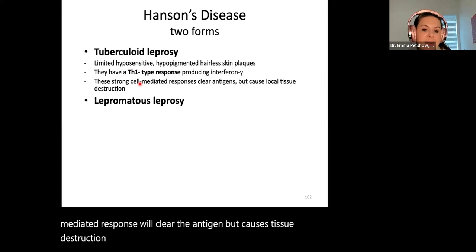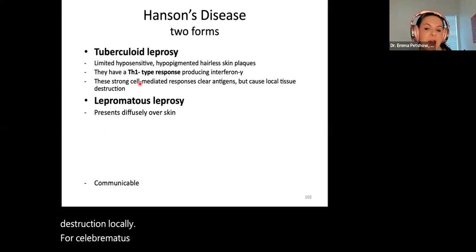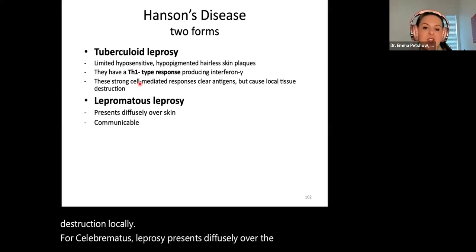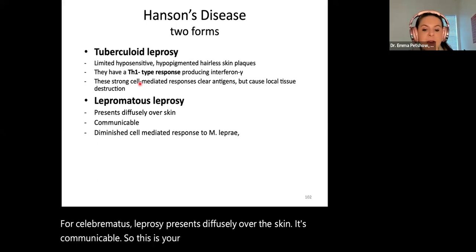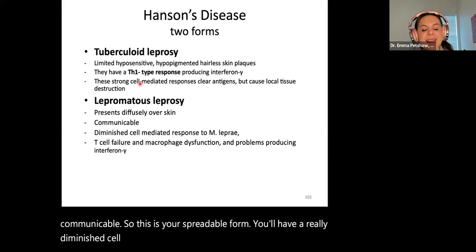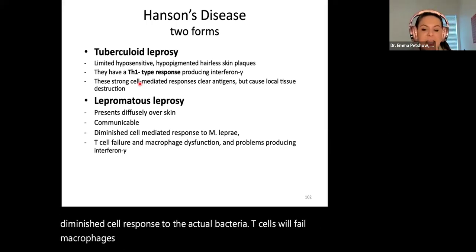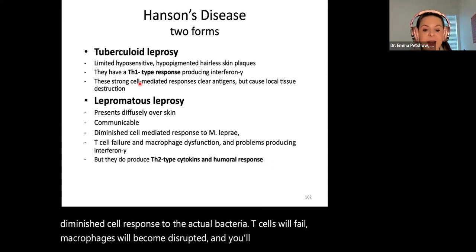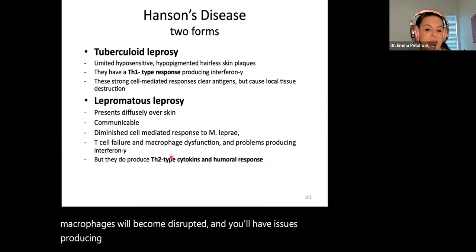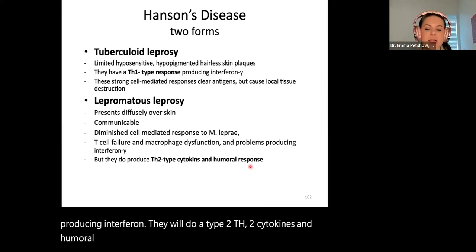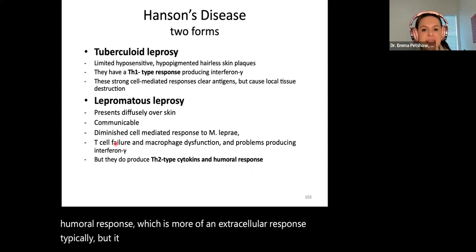Versus lepromatous leprosy, which presents diffusely over the skin. It's communicable, so this is your spreadable form. You'll have a really diminished cell response to the actual bacteria. T cells will fail, macrophages will become disrupted, and you'll have issues producing interferon. They will do a type 2, Th2 cytokines and humoral response, which is more of an extracellular response typically. But it can lead to more of a diffuse skin lesion that can be harder to manage.